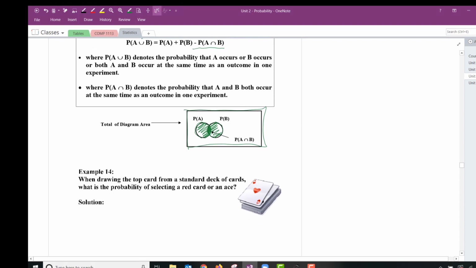Little example, we're going to draw a card from a deck. What's the probability of getting a card that is either red or an ace? So I use my union symbol. From the formula, it's the probability of getting a red card plus the probability of getting an ace minus the probability of getting one that is both red and an ace at the same time.